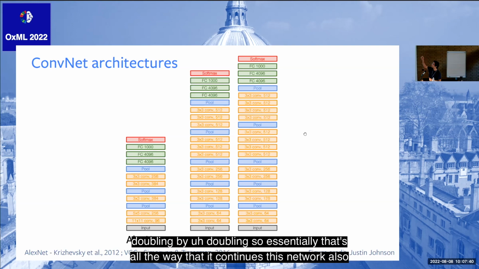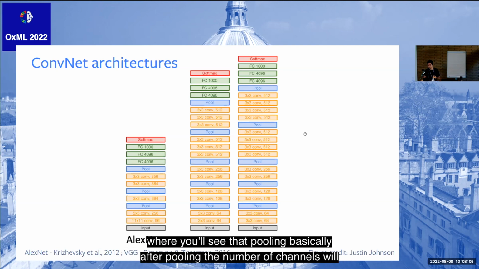This network also has 3 different fully connected layers at the end, and they also have 4,000 dimensions. So again, a majority of the parameters of this network are in those last 3 layers, although they just look like 3. Most of the parameters are really contained in those layers. And VGG-19 basically just has 19 layers. It's again the similar pattern where after pooling the number of channels will double.